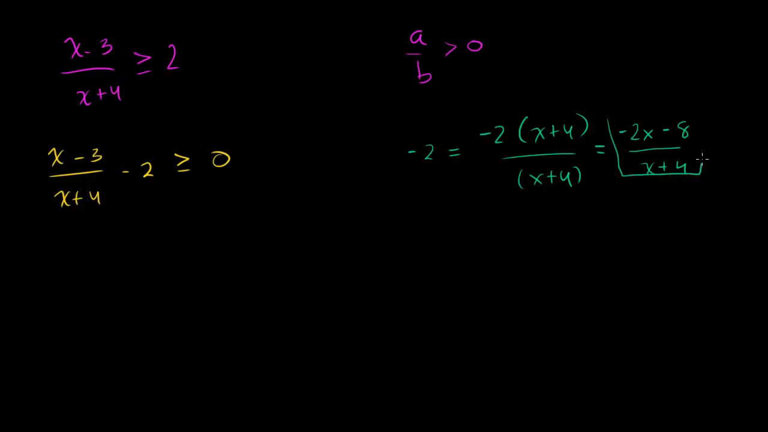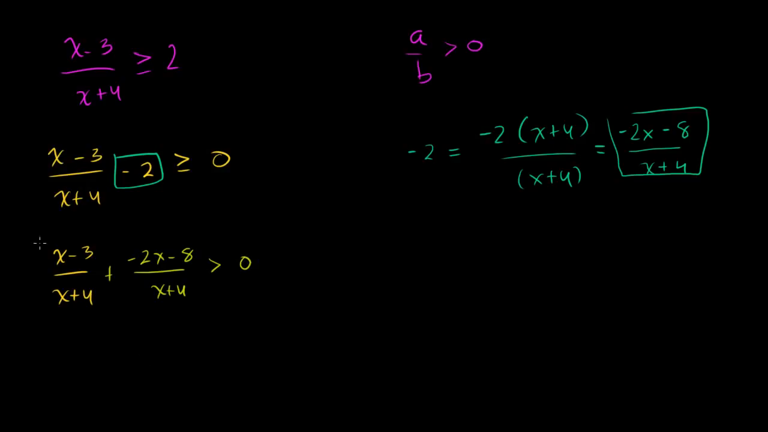This right here is the exact same thing as minus 2. I just multiplied it times x plus 4 over x plus 4. But let's write it this way because then we can add them. So if we write it that way, I have x minus 3 over x plus 4. And I wrote it that way so I have a common denominator. And then I have plus minus 2x minus 8 over x plus 4 is greater than or equal to 0. I have a common denominator. That was my whole point of doing this. And so I have a denominator of x plus 4.